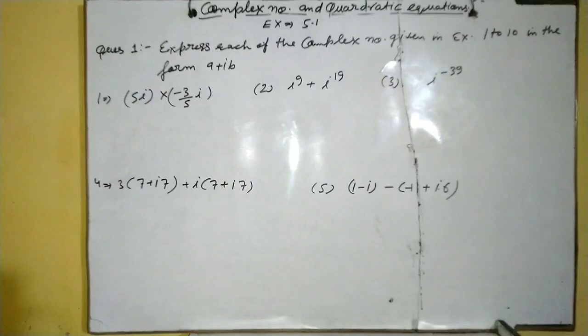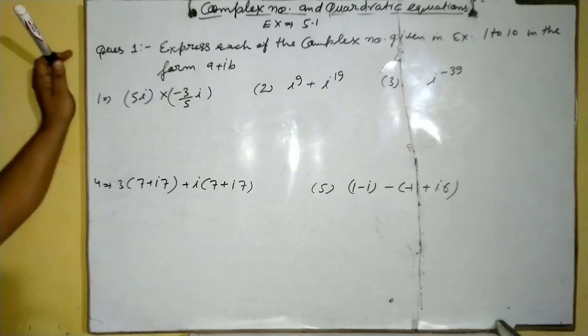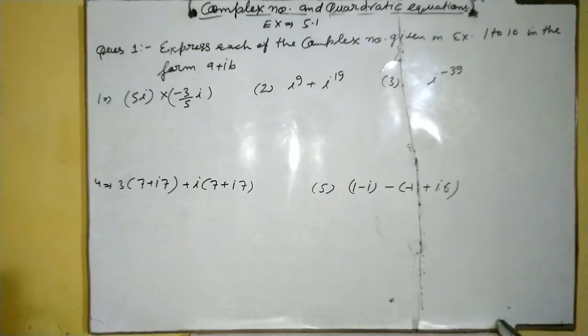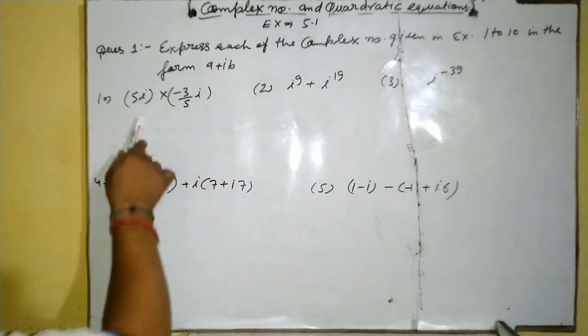Exercise 5.1, question first. Express each of the following complex numbers in exercises 1 to 10 in the form of a plus ib. Here you have to solve iota. This is the first question.